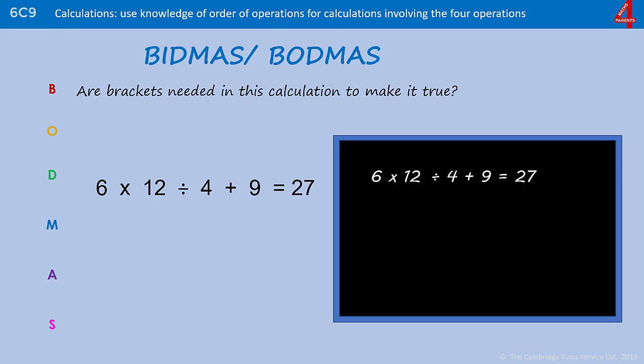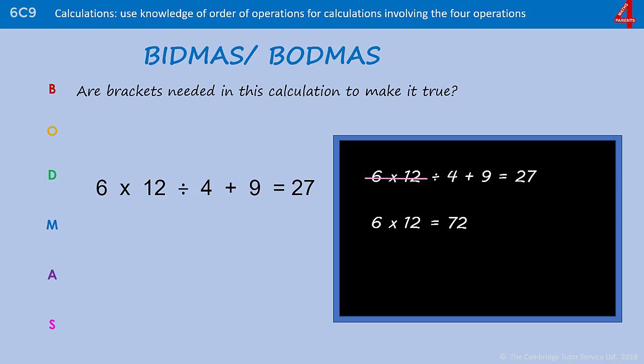6 times 12 divided by 4 plus 9 is 27. Let's see if it's true as it's written there. We have the multiplication first, followed by the division, followed by the addition. Remember that multiplication and division share equal priority. Even though division comes first in the acronym BODMAS, the multiplication is first in this calculation, so we do that before the division. Starting with 6 times 12, that's 72.